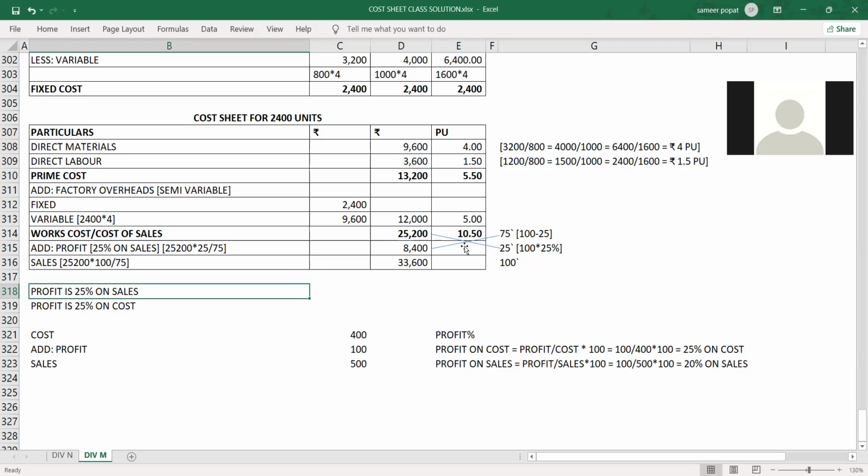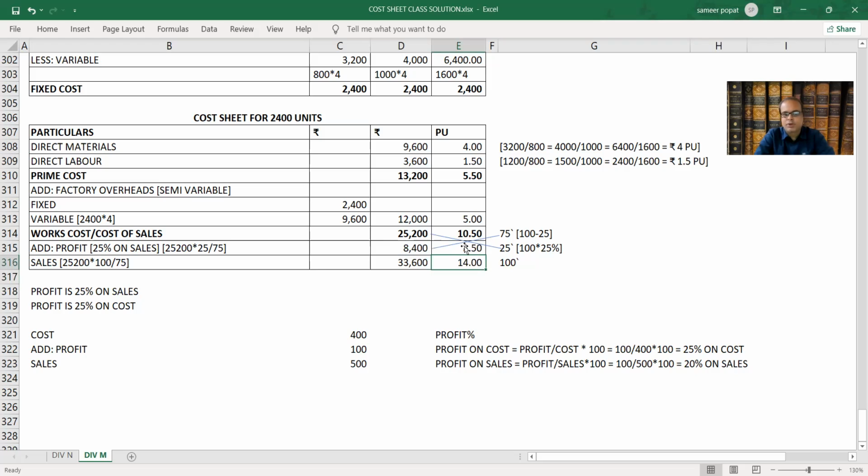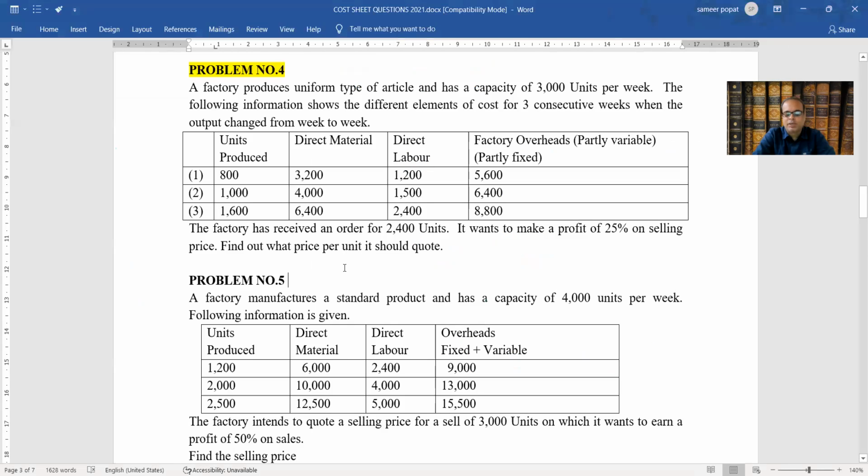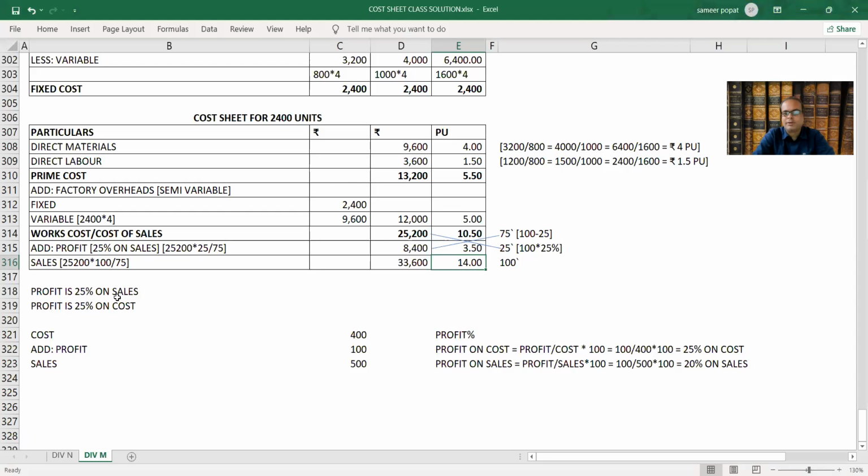Okay. Now simply find the per unit cost. 8,400 divided by 2,400 units, and 33,600 divided by 2,400 units. So we get per unit. The question asked in the sum is to find the price per unit which should be quoted for 2,400 units. So the price per unit should be rupees 40. Got it, everyone?